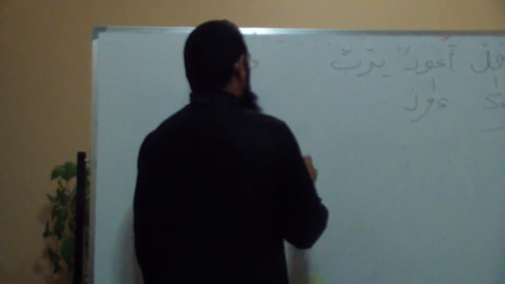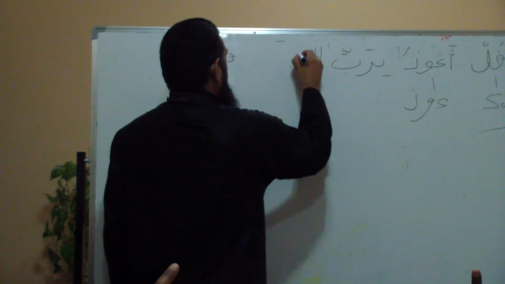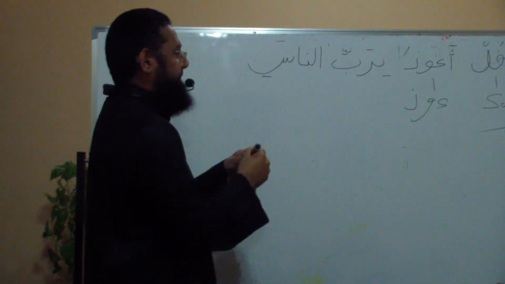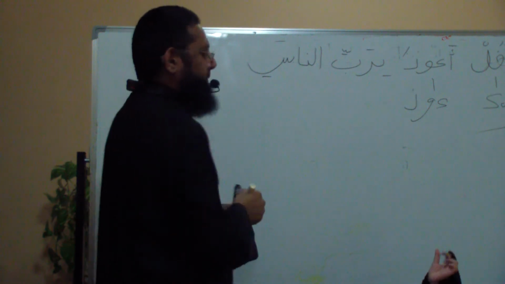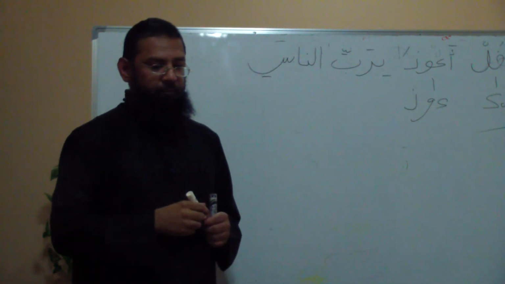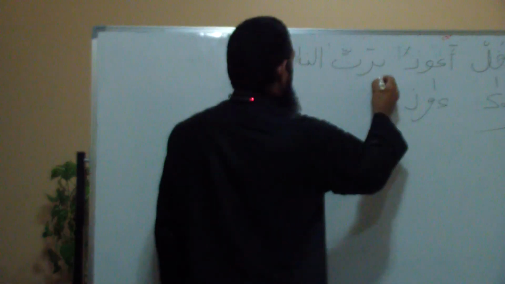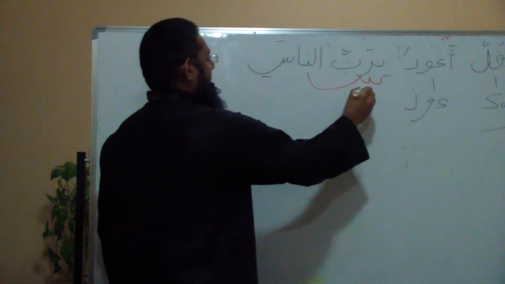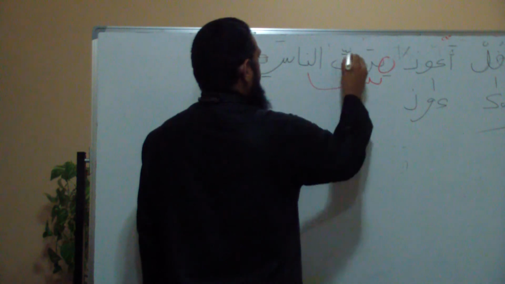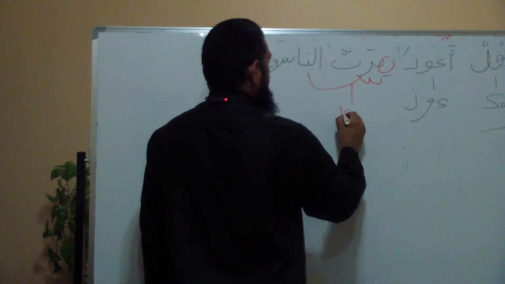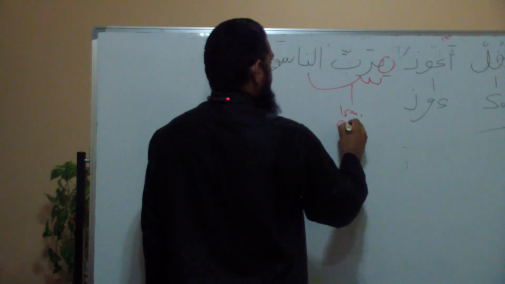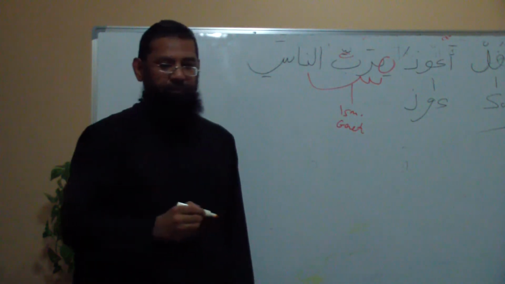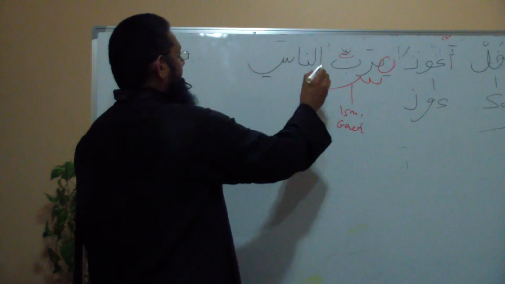Bi Rabbin. So, what is this one? A combination of what? Preposition and noun. So you've got a preposition here, bi Rabbi. So this must be the ismun in the genitive, because it's Rabbi. What is this combination of nas? Qul a'udhu bi Rabbin nas.